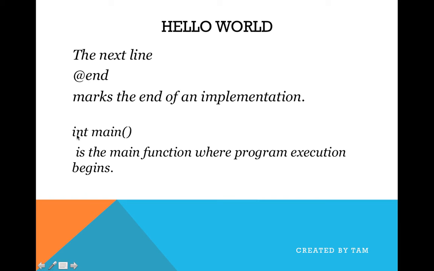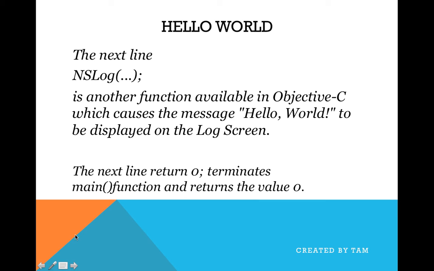And then int main is the main function where program execution begins. The next line, NSLog, is another function available in Objective-C which causes the message "Hello World" to be displayed on the log screen. The next line, return 0, terminates the main function and returns the value 0.